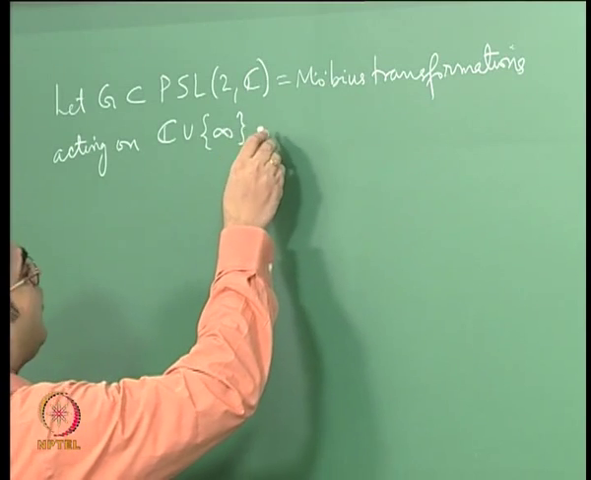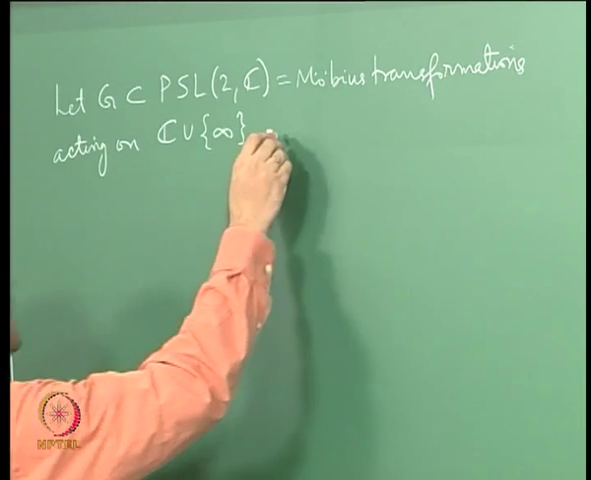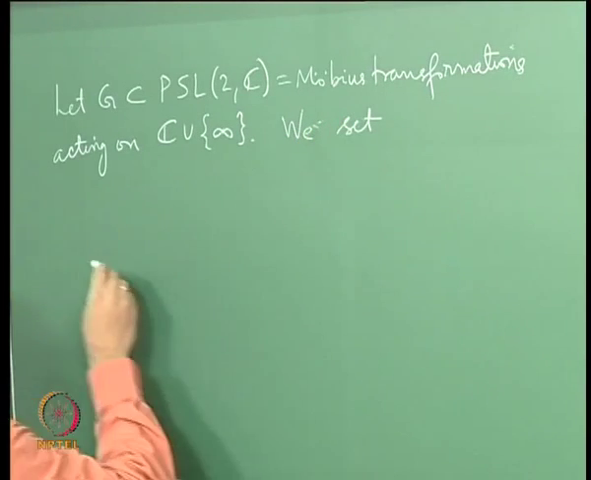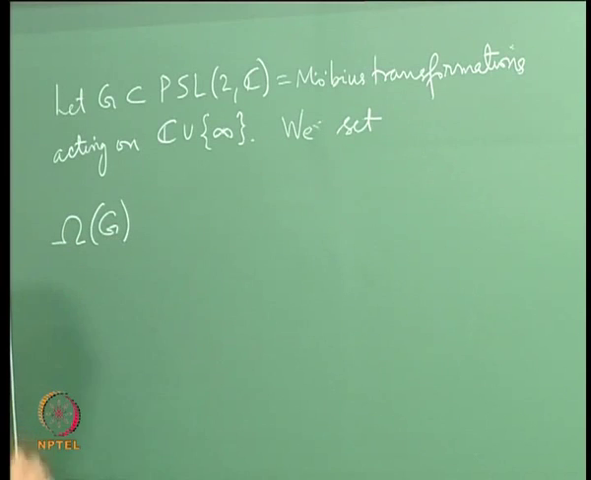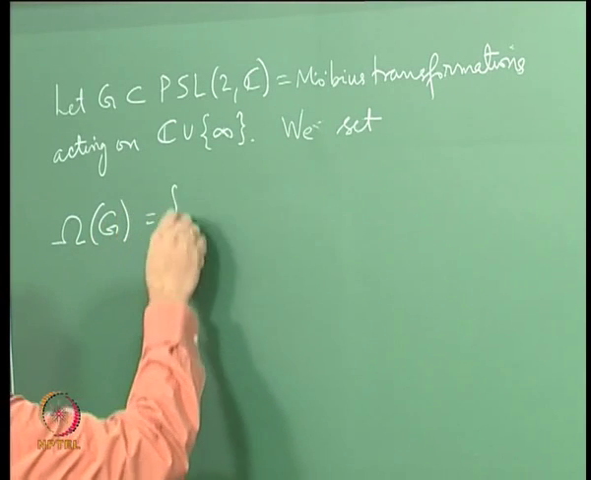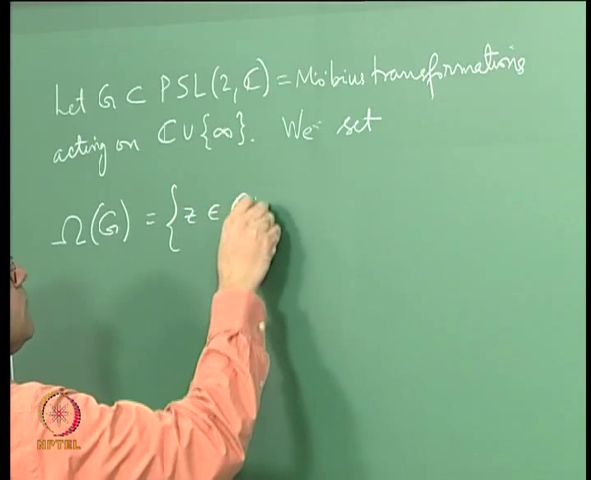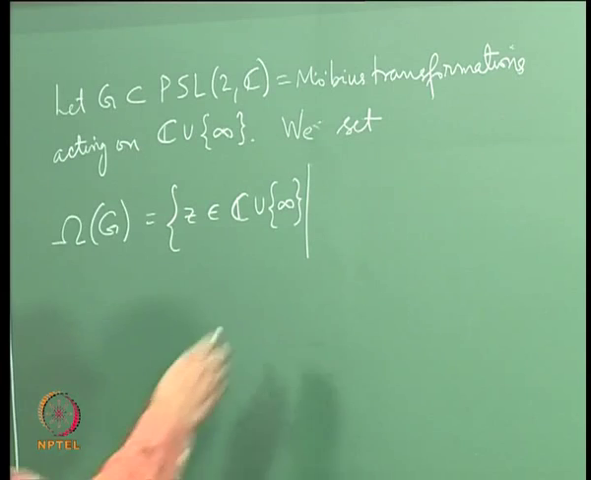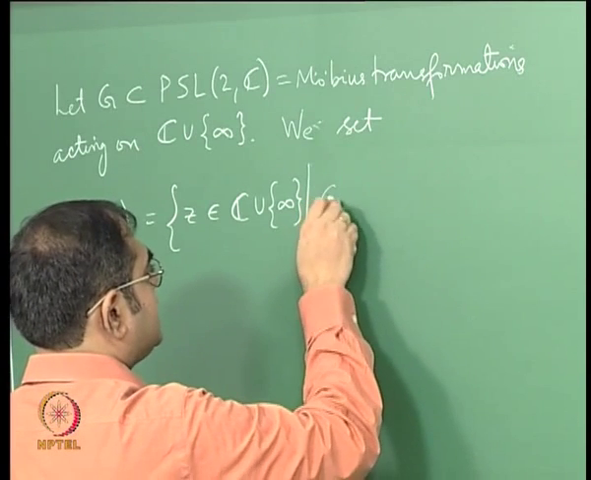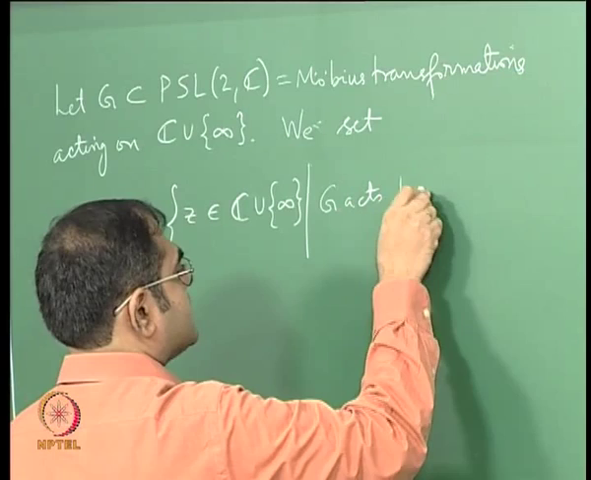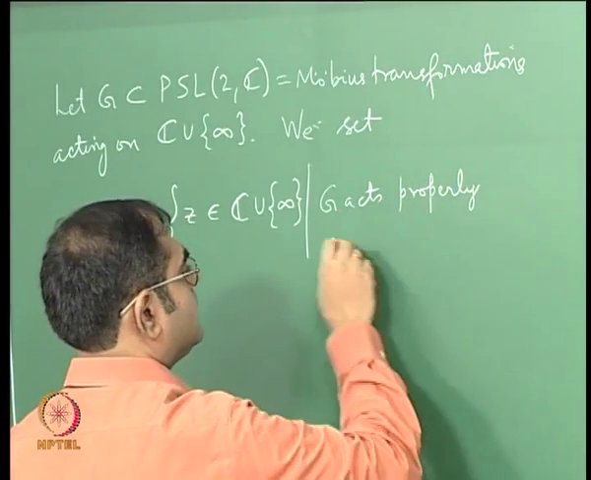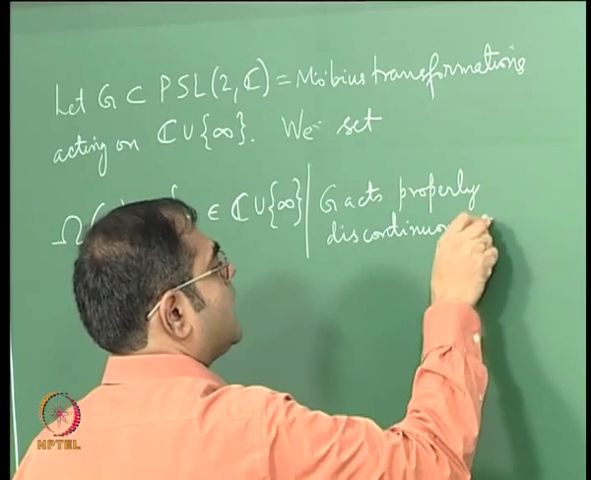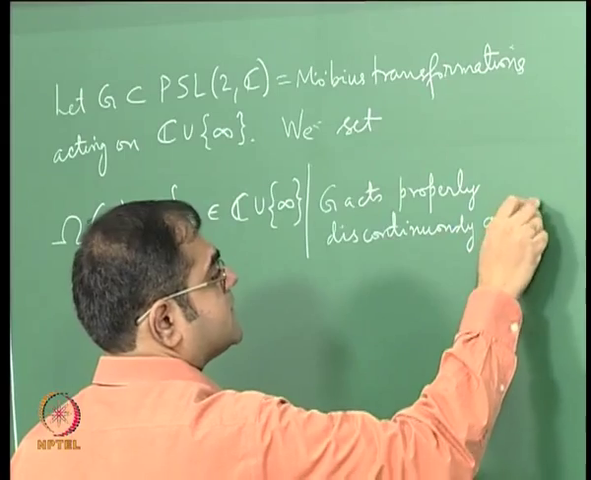Now what we do is we set omega of G to be the set of all z in C union infinity, the set of all complex numbers in the extended plane, where G acts properly discontinuously.